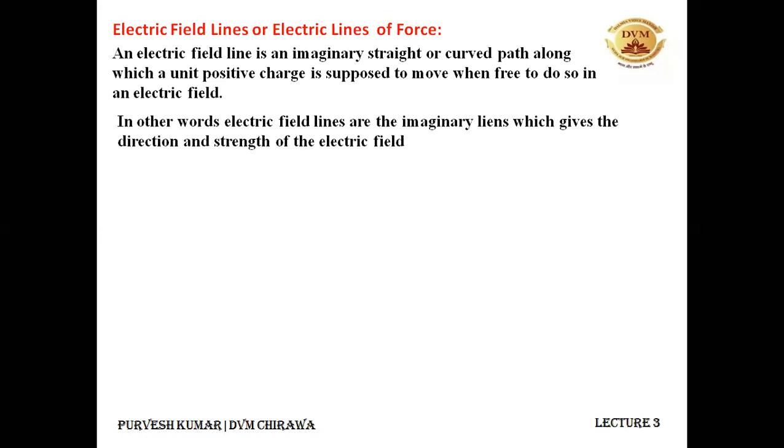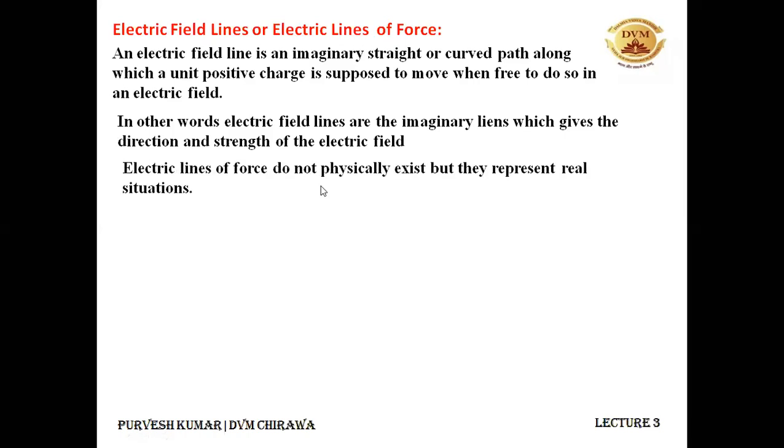In other words, we can say that the electric field lines are the imaginary lines which give the direction as well as the strength of the electric field. So either of these two definitions, anyone you can write. These lines are not practically existing, but they represent the real situation. If you place a charge in an electric field, then the charge will move along straight or curved paths, and those paths are known as the electric field lines.